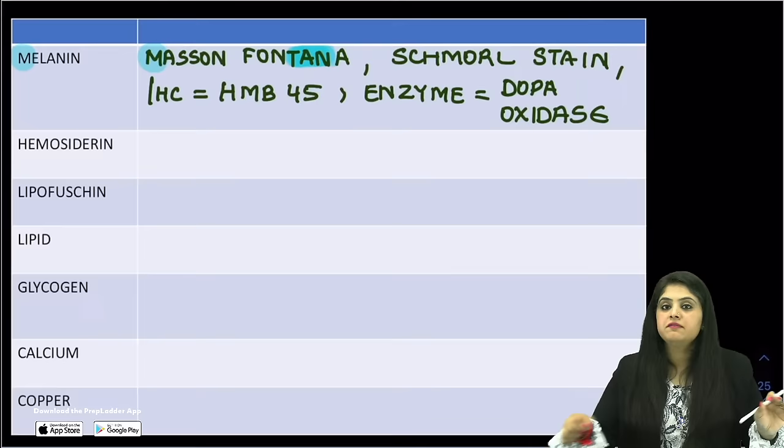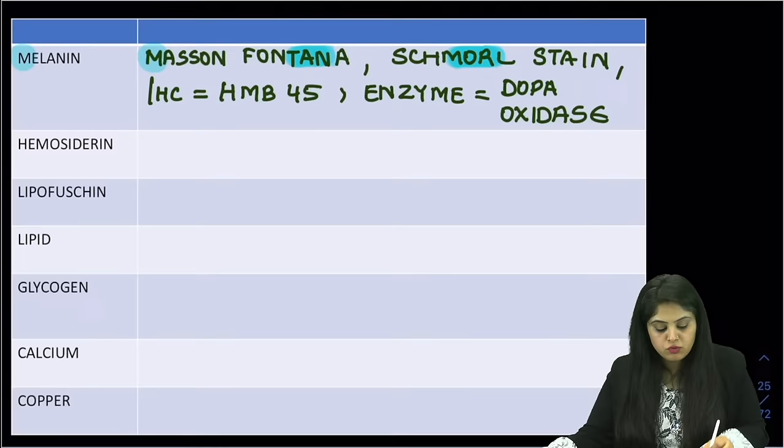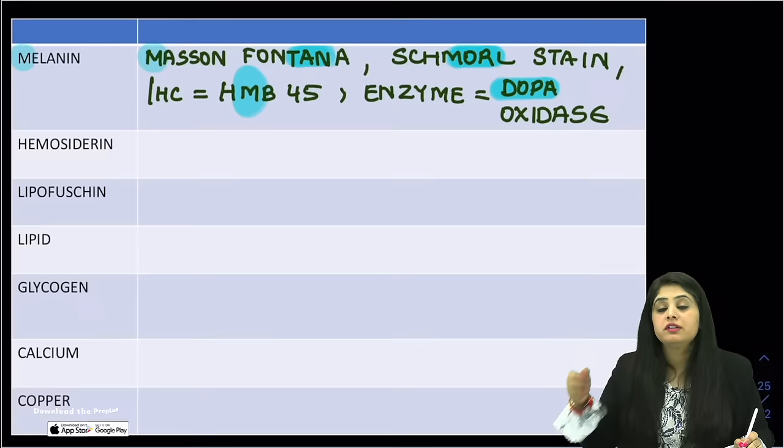Next, small stain. Small stain is going to be mole. Mole is going to again be melanin. So small is also for melanin. Which IHC is very, very important? HMB45 is very, very important. And which enzyme? All of you know, what is the precursor of melanin? DOPA is the precursor of melanin. So DOPA oxidase is going to be the enzyme. So all these things have something to do with melanin.